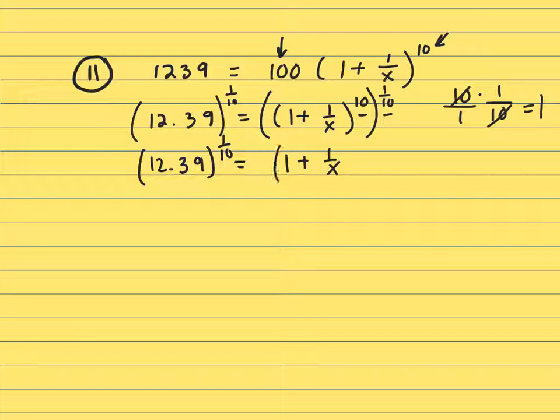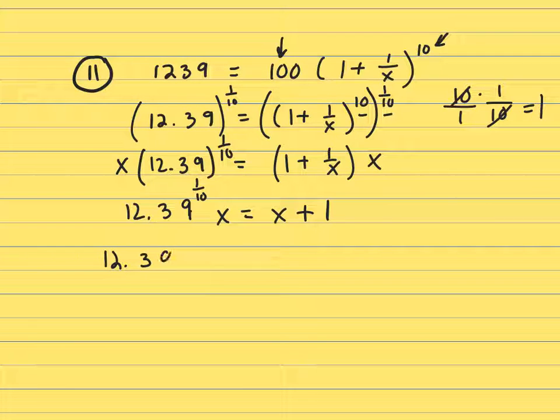So now let's clear our fractions by multiplying every term on both sides by x. So that's 12.39 to the 1/10 times x equals x plus 1. And let's get all of our x's on the same side. We minus x equal 1.